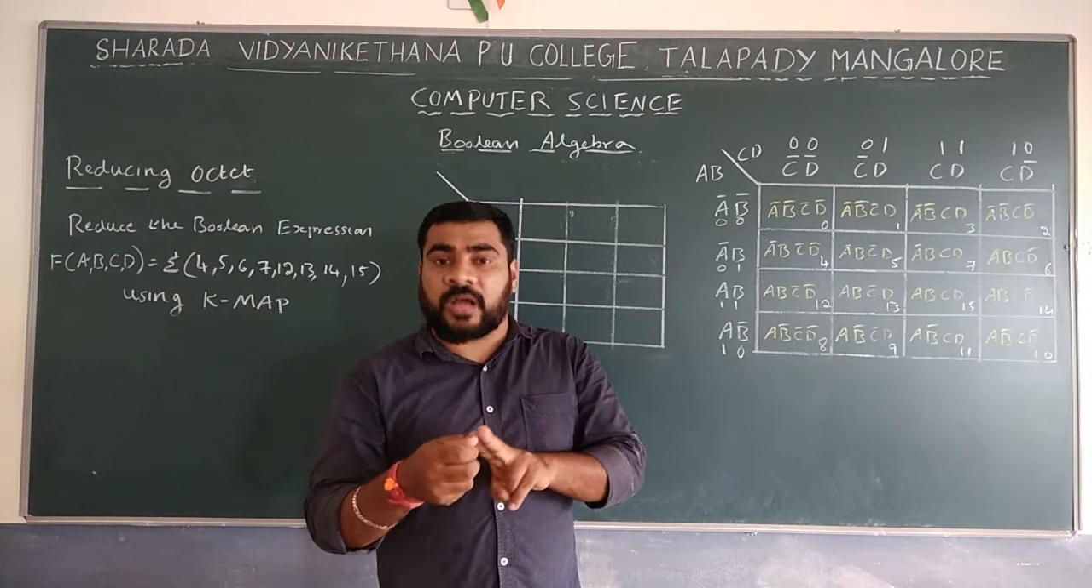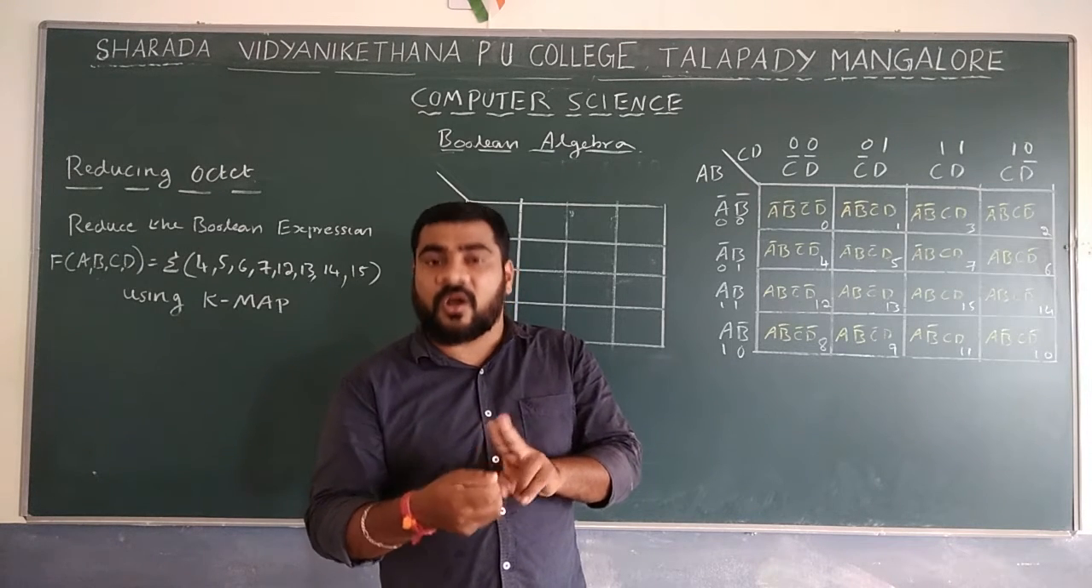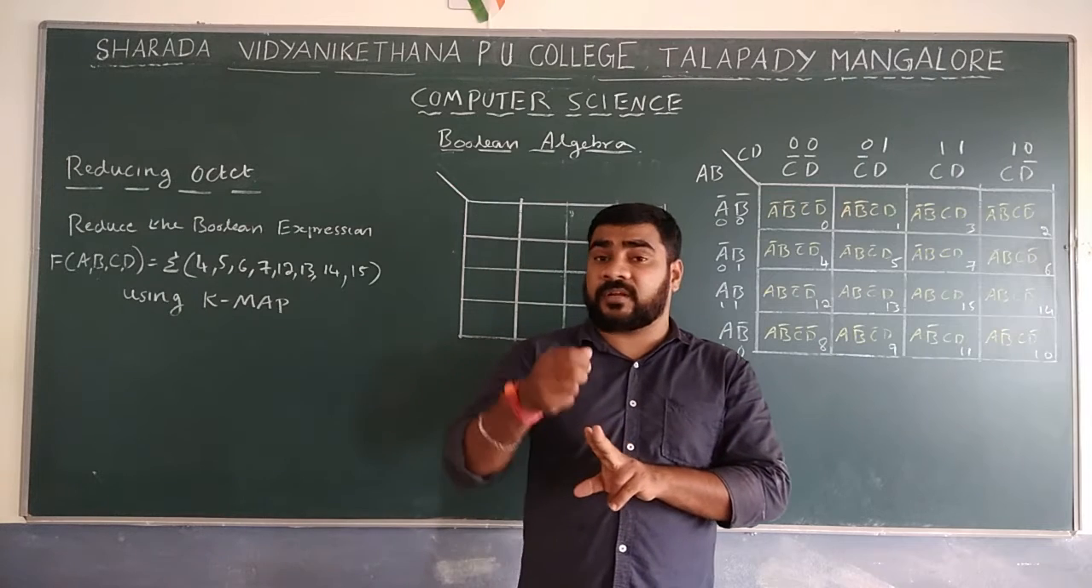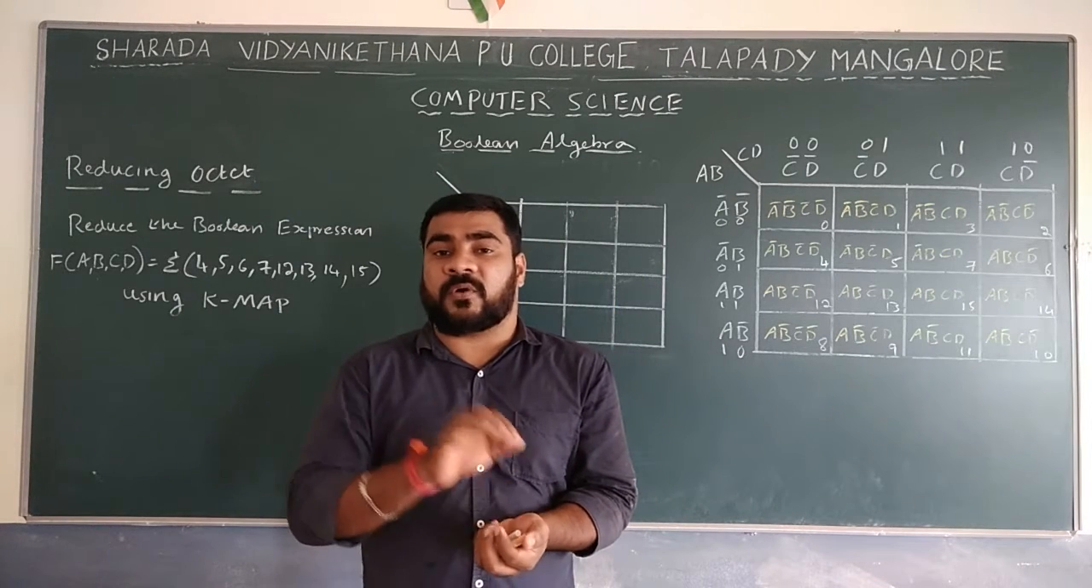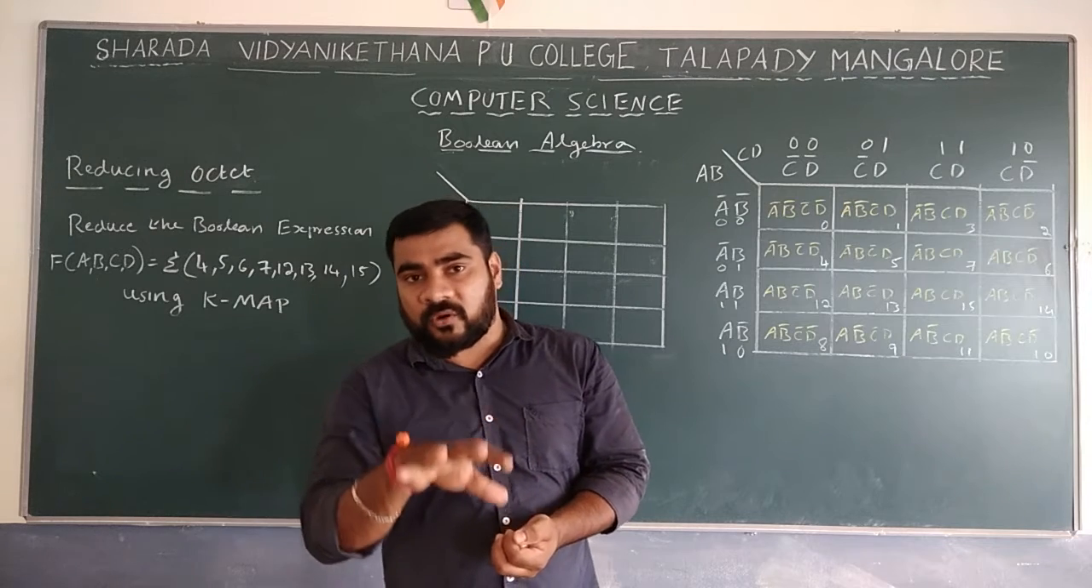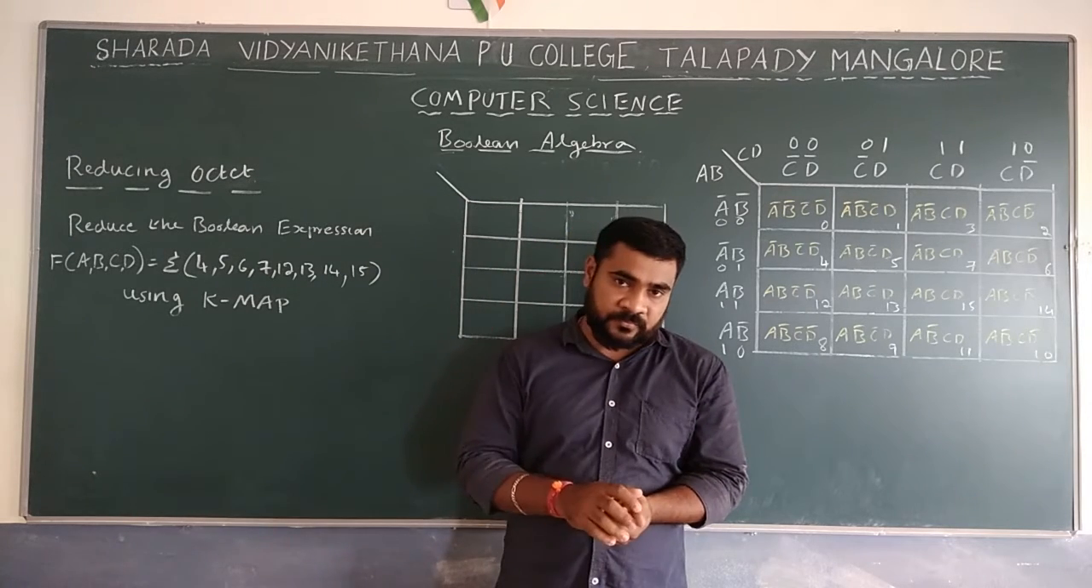You can group 2 rows together or 2 columns together. Whenever we get 2 rows together or 2 columns together, then it's possible to reduce. So we are going to discuss how we can reduce that.